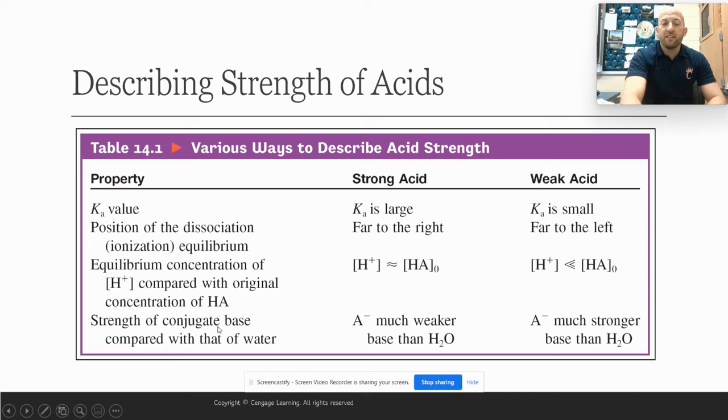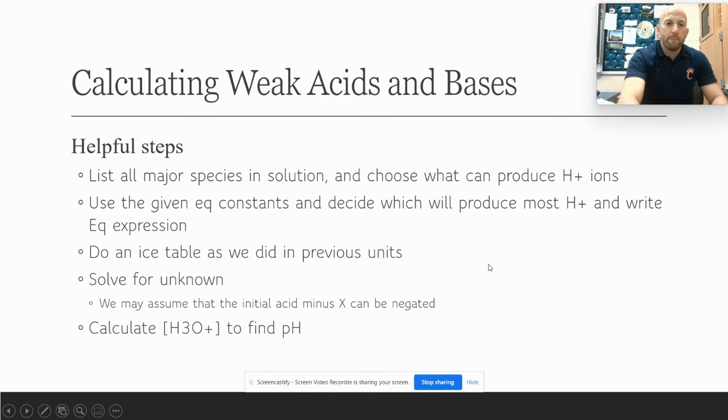Also, a strong acid has a much weaker conjugate base, and the weak acid will have a conjugate base that is stronger than water. To do this, you're going to list different things. You might have two substances that have different equilibrium constants, and you're going to compare them to water and see which one would be more likely to give up a hydrogen. You're going to have the one that produces more hydrogen, write the equilibrium expression just like we did in the equilibrium unit, make an ICE table just like we did before, and solve for the unknowns.